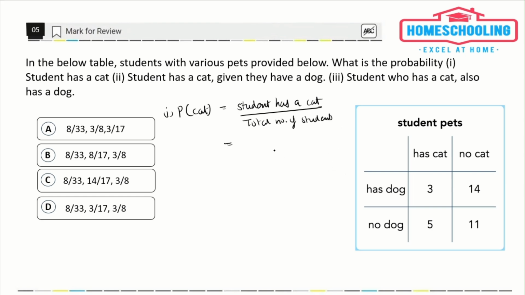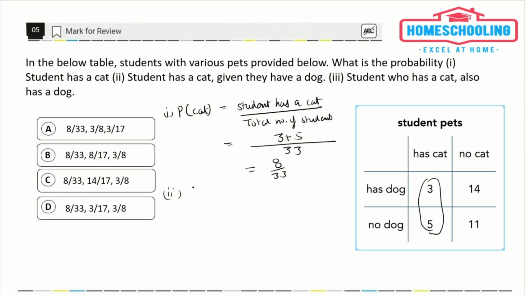So what we're going to do here is, the total number of students is 3 plus 14 plus 5 plus 11. So 3 plus 14 is 17, 17 plus 11 is 28, and 28 plus 5 is 33. So the total number of students is 33, and the students who have a cat are 3 plus 5. So this is going to be 8 divided by 33.